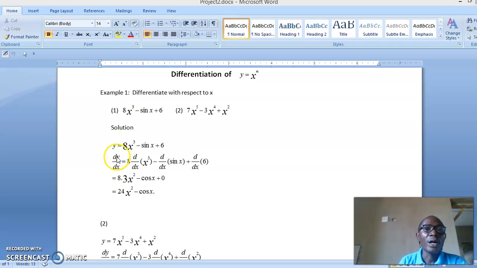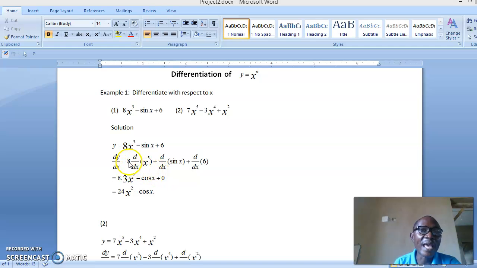So dy/dx will now be 8 d/dx of x cubed minus d/dx of sin x plus d/dx of 6. I hope you understand that. What we have just done here is bring out 8 as a constant, then we differentiate x cubed, then minus d/dx of sin x plus d/dx of 6. And don't forget, anytime you differentiate a constant without a variable x, you have 0.